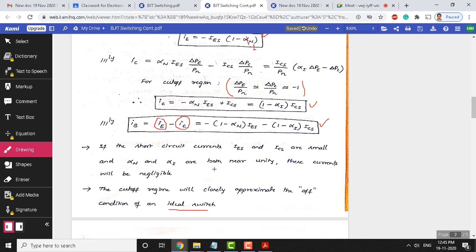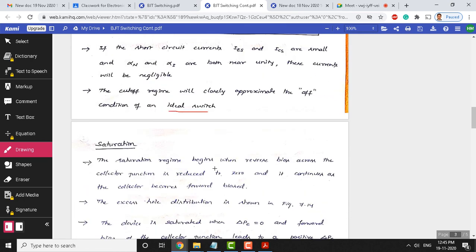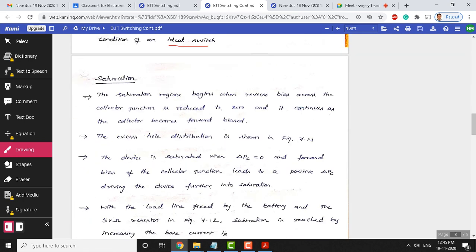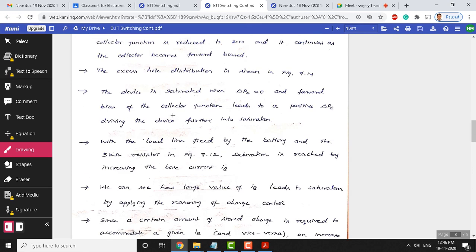Okay, so in the next class we will discuss the saturation conditions. We will see how we can approximate the BJT under saturation condition. Saturation means the emitter base junction is forward biased, and the collector junction is also forward biased. Let us look at the various currents flowing in this region of operation. Okay, any questions so far?